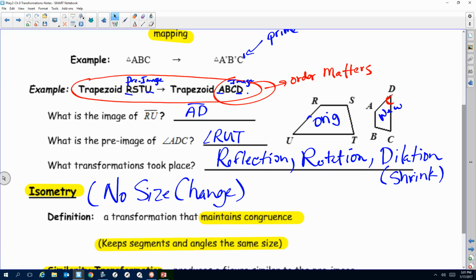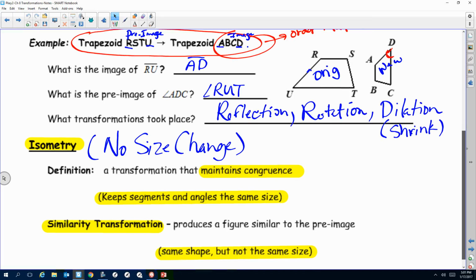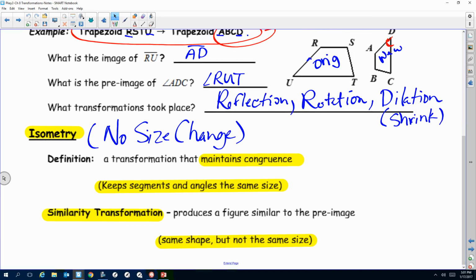Alright, so the first three transformations are going to be isometry. That means that the size of your pre-image and image will never change. They will be congruent. Alright, so isometry is no size change, maintains congruency, angles are preserved, they are congruent, lengths are preserved, distance is preserved, they all have the same measurements.